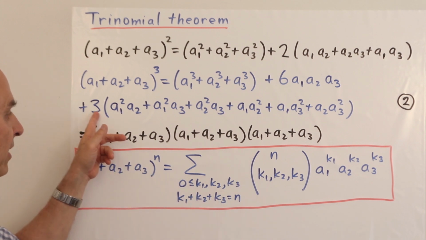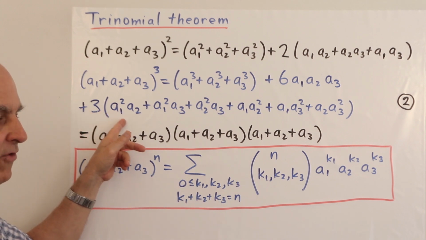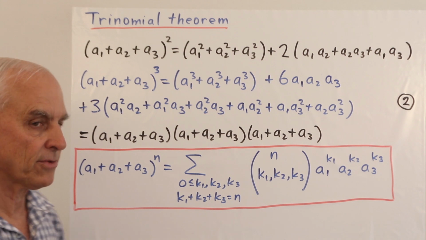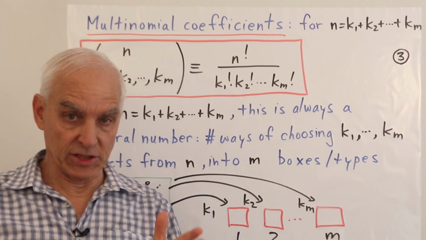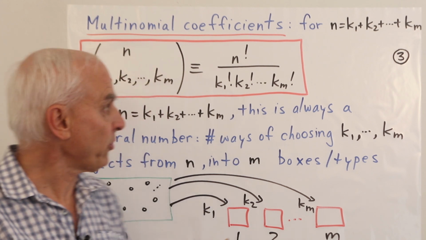That's where that 3 a1 squared a2 term is coming from. Okay, so that's the trinomial theorem. All right, so let's introduce these multinomial coefficients more generally.